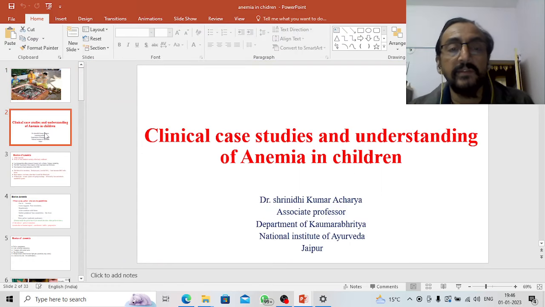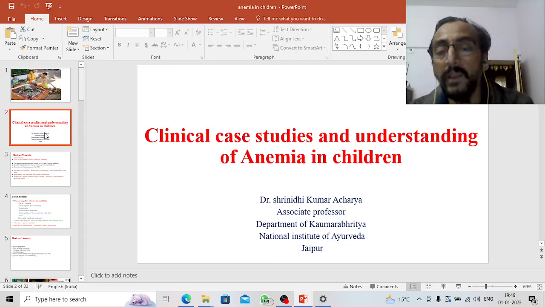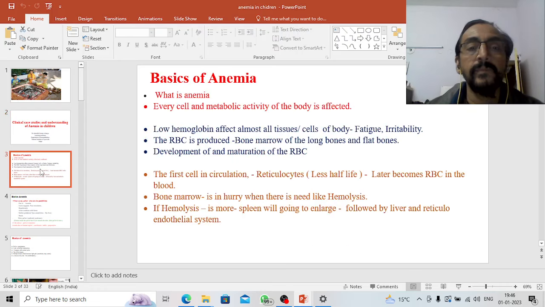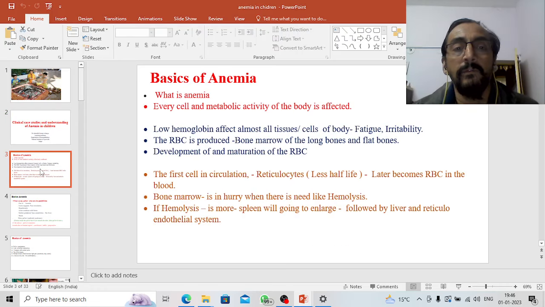Let us discuss some of the important issues regarding clinical case studies and understanding of anemia in children. First, we shall see the basics of anemia. What is anemia? Anemia is a condition where there is reduced RBC or an increase in the deoxygenated RBCs.